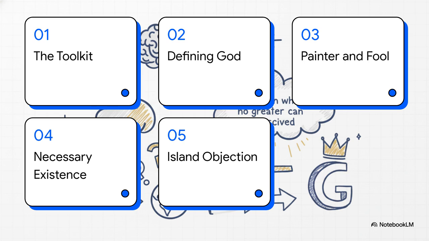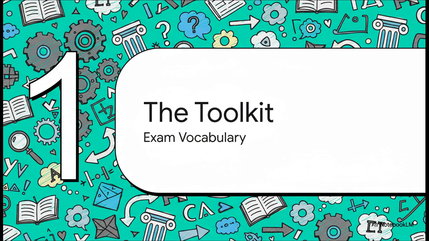Okay, here is our blueprint for today. First, the philosophical toolkit. Second, Proslogion 2, defining God. Third, the painter and the fool. Fourth, Proslogion 3, necessary existence. And finally, the perfect island objection. We've got a lot of ground to cover, and getting this structure right is key to mastering the topic. Let's jump right into section 1, the philosophical toolkit, equipping you for the exam.